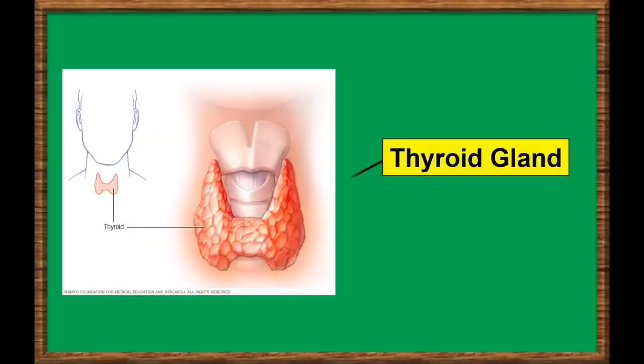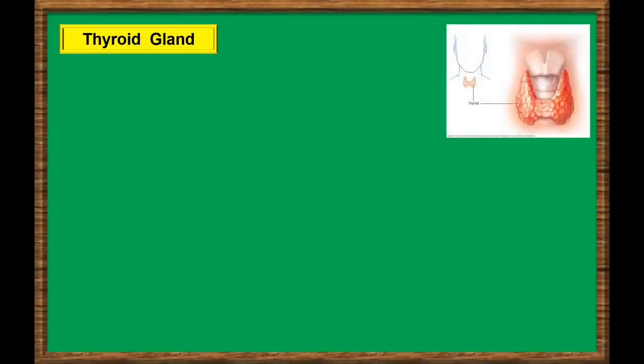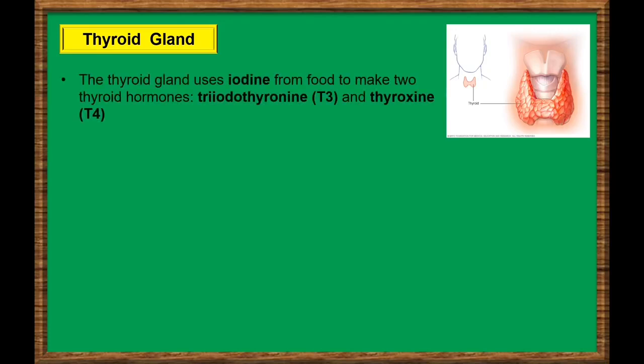Thyroid gland. The thyroid gland is in the front part of the lower neck. It is shaped like a bow tie or butterfly. The thyroid gland uses iodine from food to make two thyroid hormones, triiodothyronine or T3 and thyroxine or T4. The thyroid hormones affect every cell and all the organs of the body.